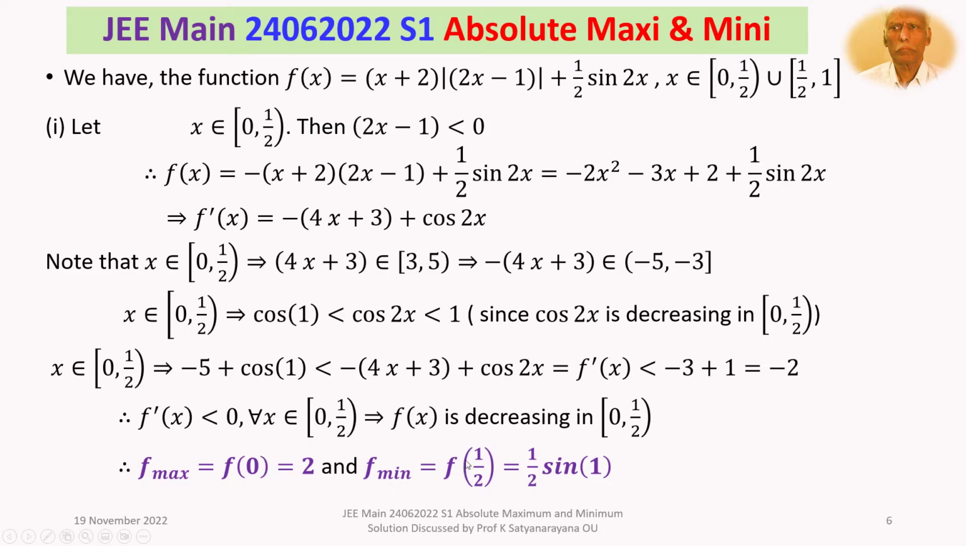And f min is f at 1 by 2. Substitute x equal to 1 by 2 in this. Then you will get 1 by 2 sine 1. The other term will be 0 because 1 by 2 is a root of it. So, 1 by 2 sine 1. Like this we will also discuss for case 2.